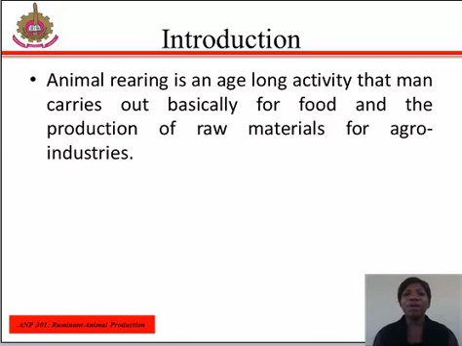Introduction. Animal rearing is an age-long activity that man carries out basically for food and the production of raw materials for agro industries. So animals are categorized into ruminants and non-ruminants based on some of their anatomical and physiological differences. Ruminant animals, especially bull or camel, are also used as draught animals for transportation and traction.